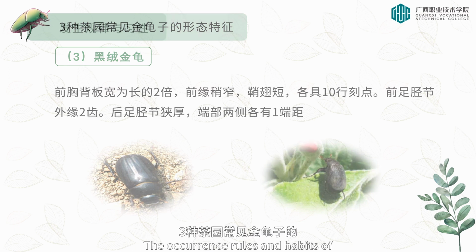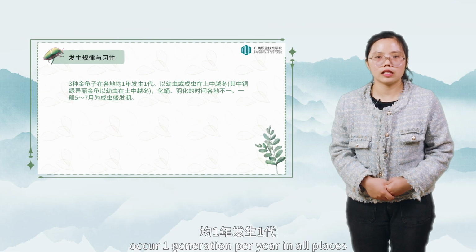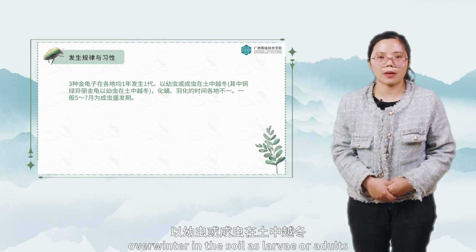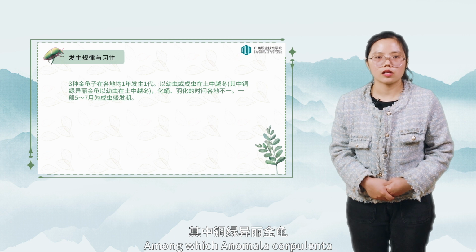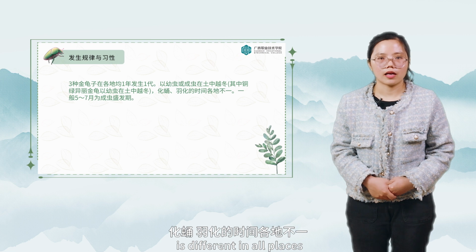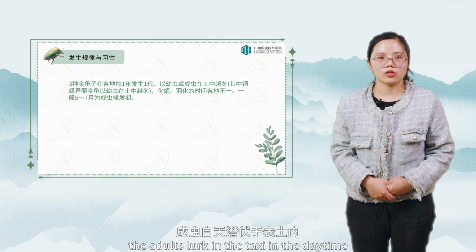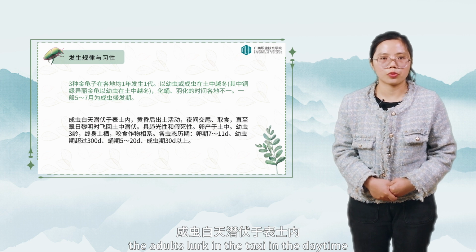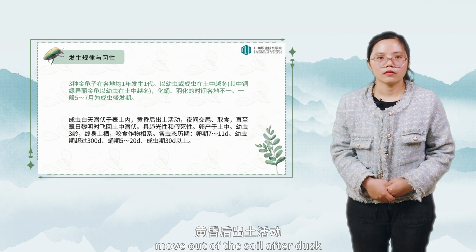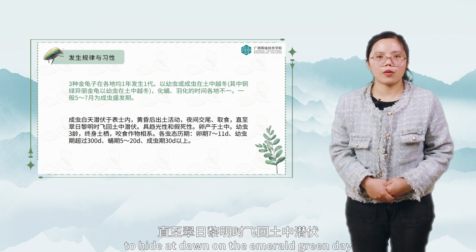Then we will learn the occurrence rules and habits of 3 kinds of common tea garden scarabs. The 3 kinds of scarabs occur 1 generation per year in all places, overwinter in the soil as larvae or adults, among which Anomala corpulenta overwinter as larvae. The time of pupation and emergence is different in all places. May to July is the peak season of adults generally. The adults lurk in the soil in the daytime, move out of the soil after dusk, copulate and feed at night, and then fly back to the soil to hide at dawn.